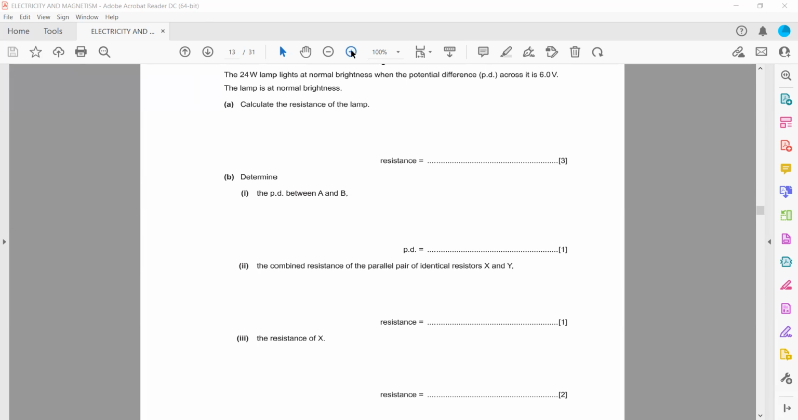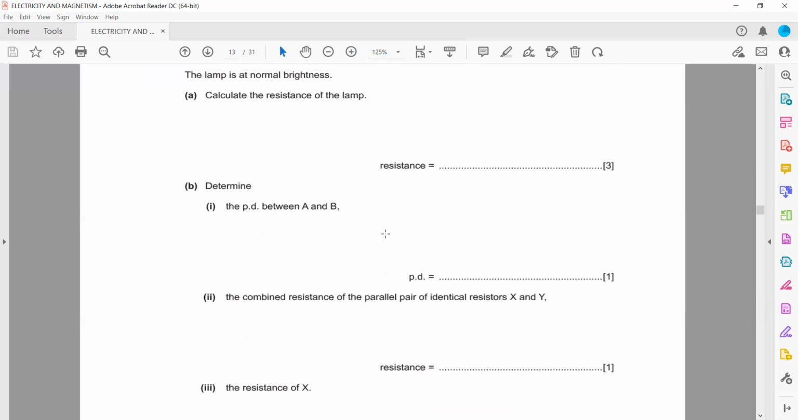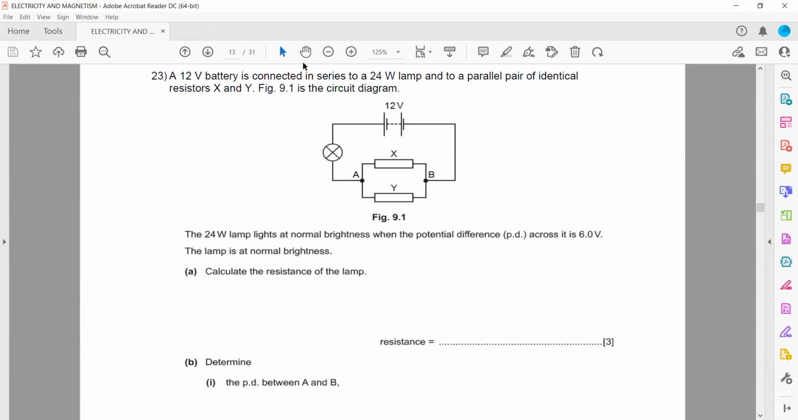Then the combined resistance of a parallel pair of identical resistors. So how can we find it? Because the voltage divides evenly, if the resistance of this part came out as 1.5, what about the resistance of the other part? The other part should also be 1.5. They should have identical resistance, because if they have identical resistance, the voltage will divide evenly. So that should also be 1.5.